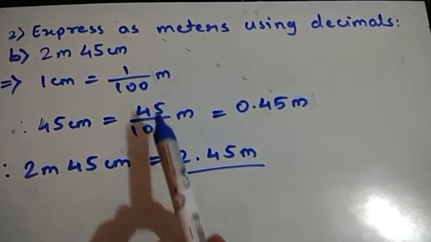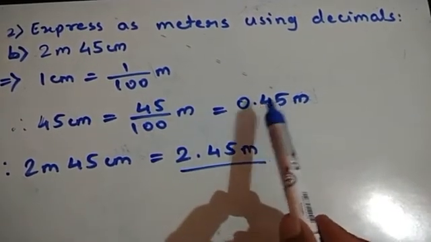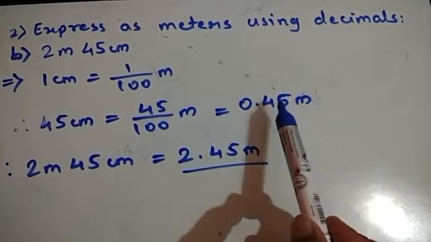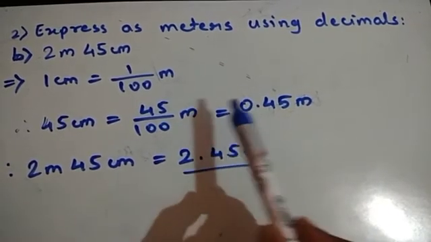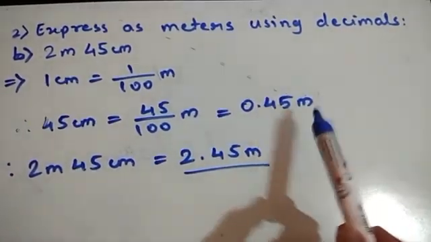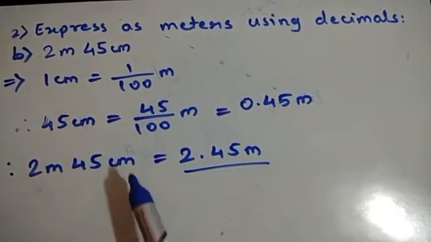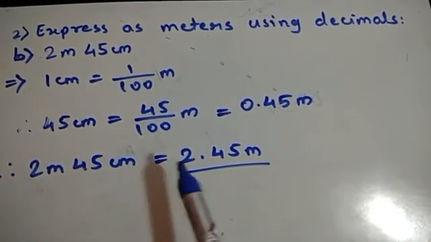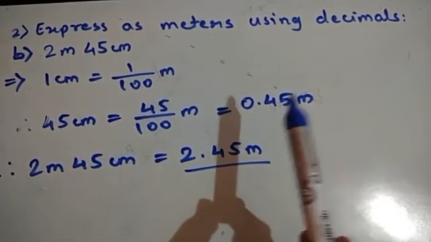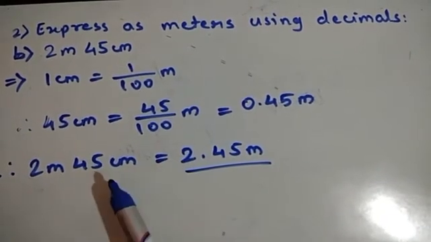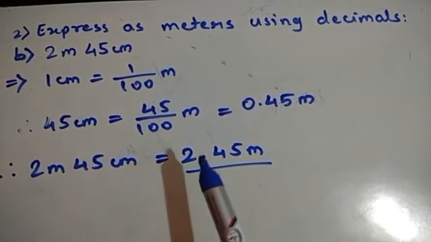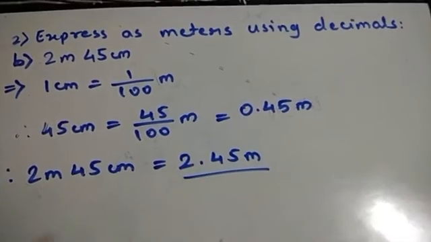And 45 upon 100, how to write? See here, 0.45. 45 is written as it is, before 2 digits decimal point. So it becomes 0.45 meter. Now see, this 2 meter 45 centimeter is equal to 2 meter, which we already have. Now in that we have to add 0.45 meter.